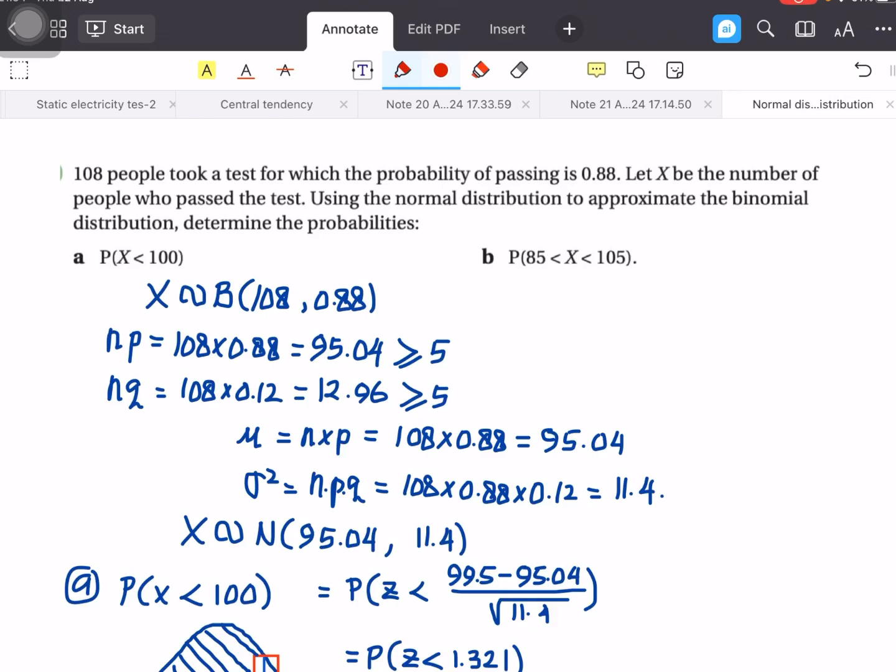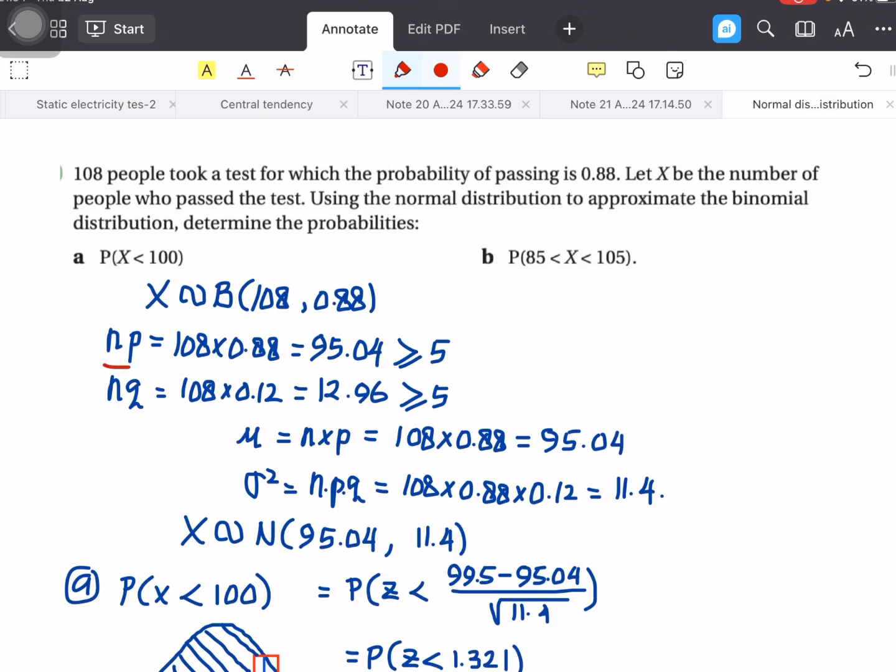So actually, because we have a fixed number of independent trials, which is the number of people, this is the case of binomial distribution with n equals 108 and the probability of success is 0.88. But since the number n is quite big, now we will check whether or not we can use normal distribution to approximate the binomial distribution.